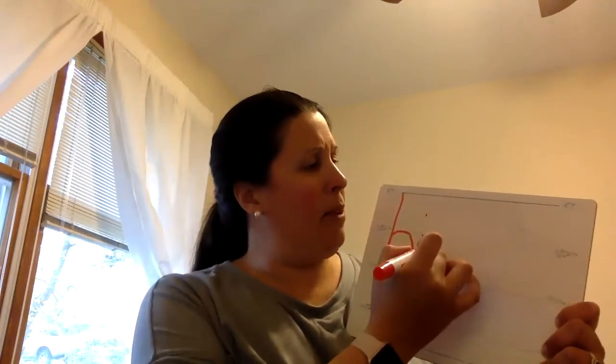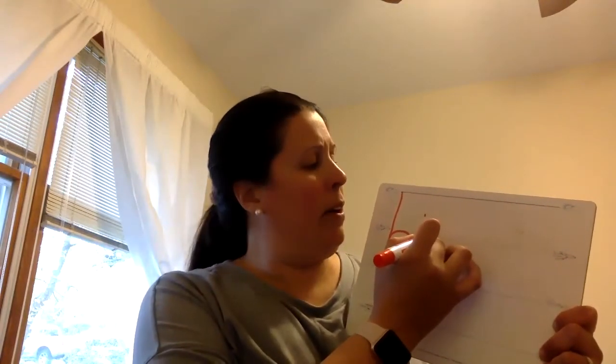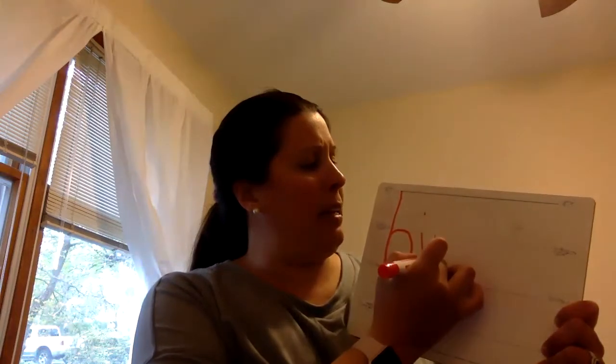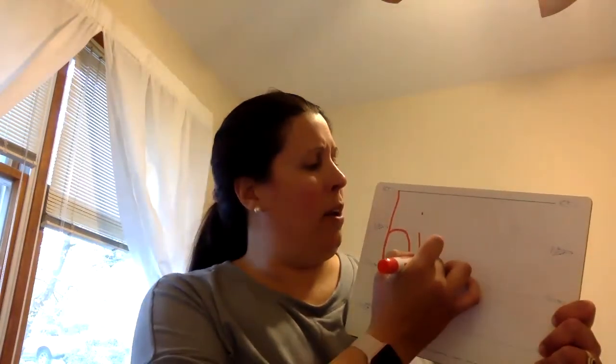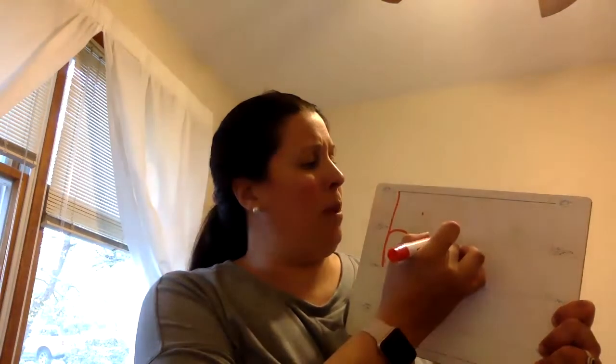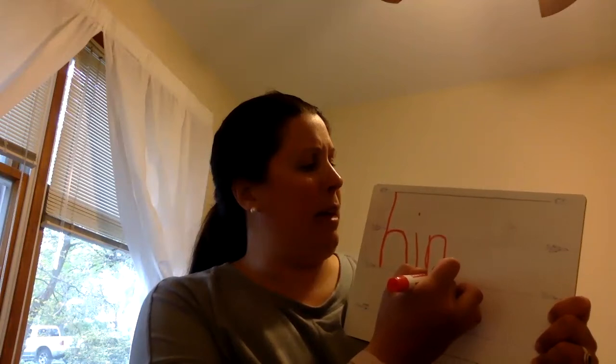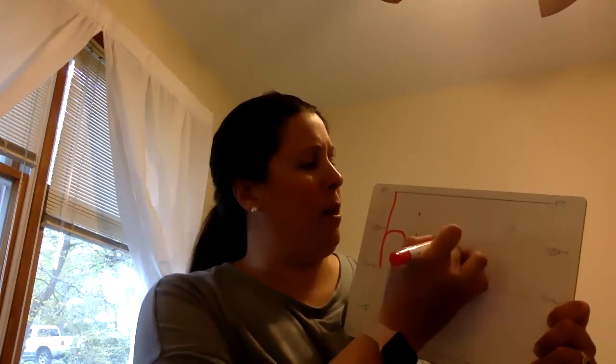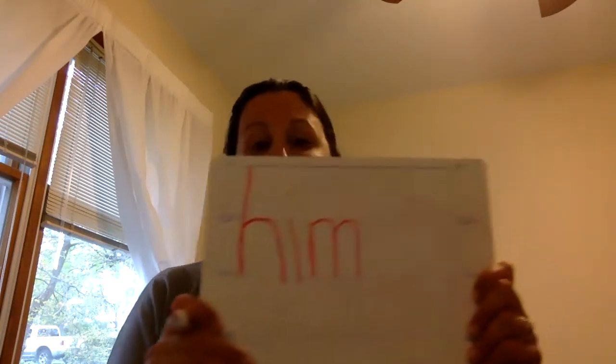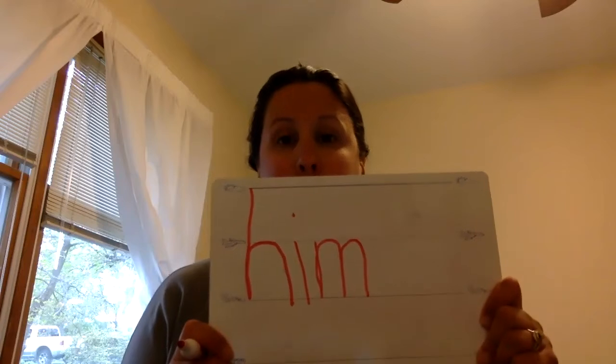M. M is a plain line round letter. So we go from plain line down to the grass line, trace back up to the plain line, we bump it, back down to the grass line, trace it back up, and we're going to bump again. Him.